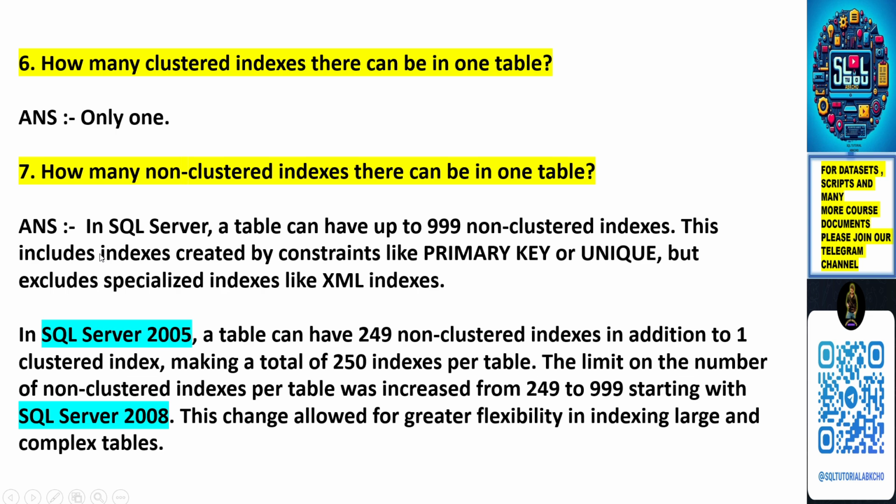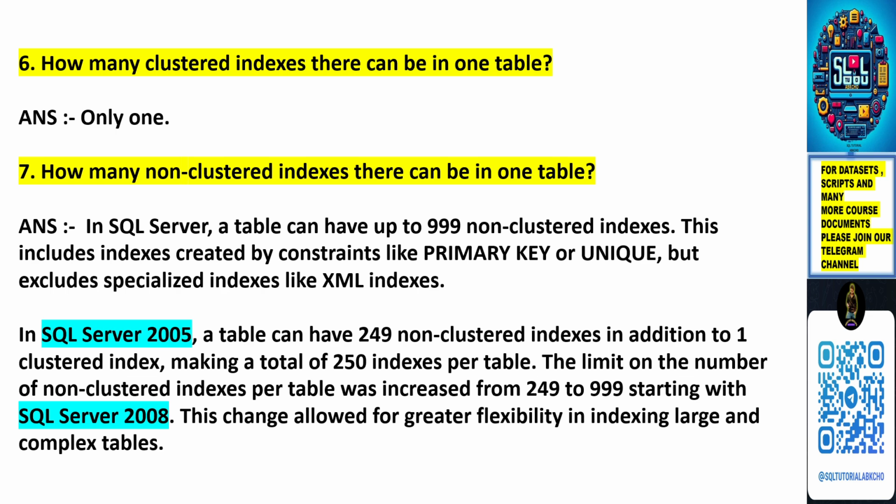The sixth question is: how many clustered indexes can there be in one table? The answer is that only one clustered index can be there in one table, and the reason is that the clustered index defines the order of the table. So we cannot make multiple clustered indexes, meaning we cannot define multiple orders for a table. That is the major reason why a clustered index can only be one, because it defines the order of the table. Okay, now move on to the next question.